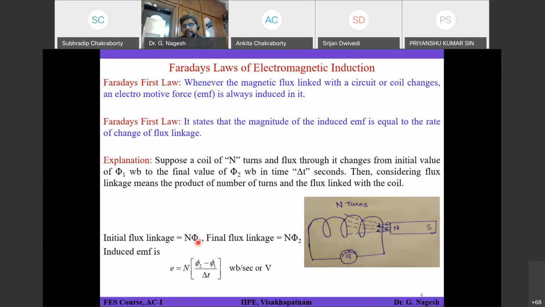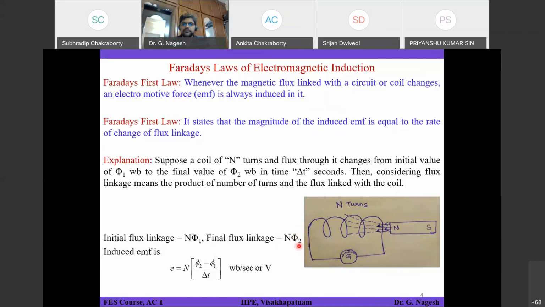After some time, let's say at time instant t2, the flux linkage has changed because I have moved the bar magnet maybe far away from this coil. So the flux linkage has changed, maybe it has become phi 2. So at that instant, the flux linkage is N into phi 2. So flux linkage is basically N into the flux passing through the coil.